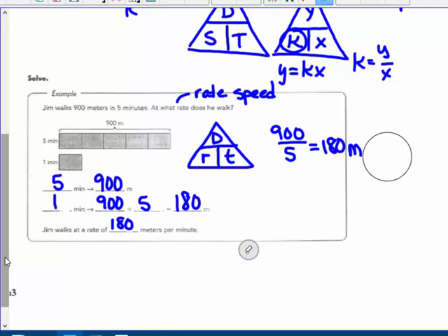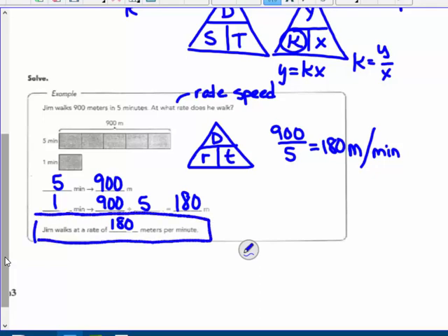Probably better if I don't put that P in there, because that's miles per hour. Meters per minute, that's a better way to label that rate. Here it is as a SABLE: sentence answer box label, a full sentence answer there. I like that SABLE.